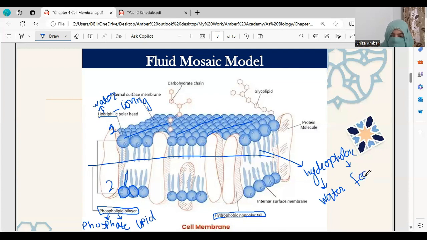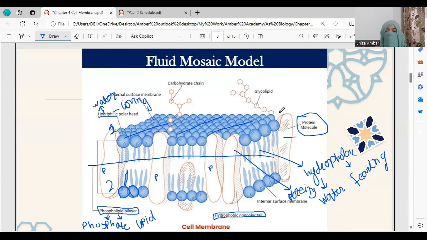Other than phosphate and lipid, we have more biological molecules in a cell surface membrane, and those are proteins. These large junctions that you can see in between the phospholipids are proteins. This is also a protein, see, it's also written over here. It's a protein molecule. This is also a protein molecule. But you can see different shapes of these proteins. I'll explain what is meant by these different shapes of proteins.